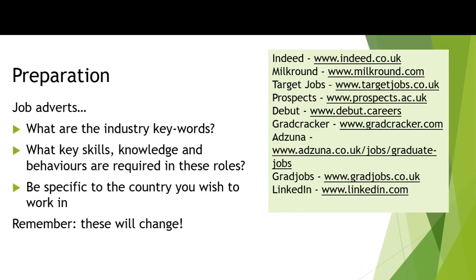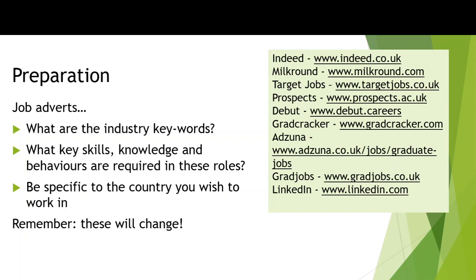The best way of overcoming this problem is ensuring that you're using industry keywords, and one of the easiest ways of doing this is finding job adverts for something you are interested in and gathering about 10 job adverts and going through what keywords, skills, knowledge and behaviours are generally required for your industry and your sector. Be specific to the country you wish to work in. Now on the right hand side you can see a list of websites that may be of use to you.